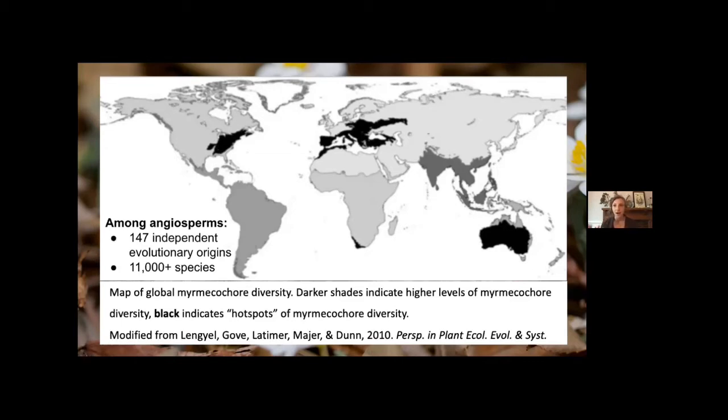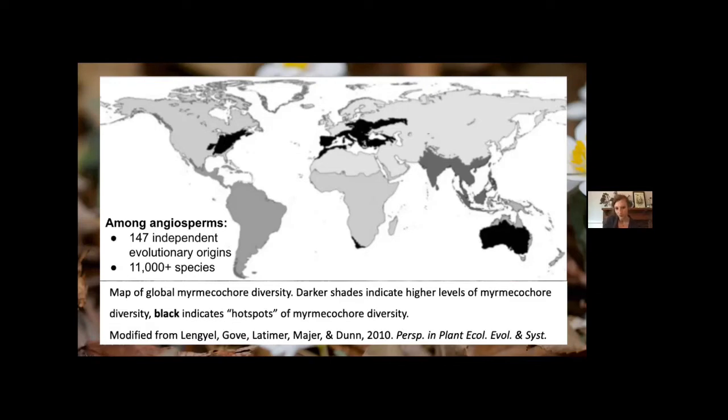And just to give you a sense of how widespread and potentially variable this interaction is, in the tree of life, particularly when you're looking at flowering plants, angiosperms, it's estimated that 147 different times this formula has evolved of having a seed with something that the ant is attracted to and takes and uses to disperse the seed. Nearly 150 times. And we have at least 11,000 species that are exhibiting this, probably more.